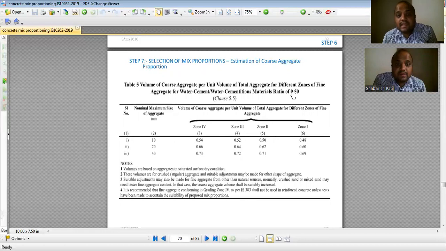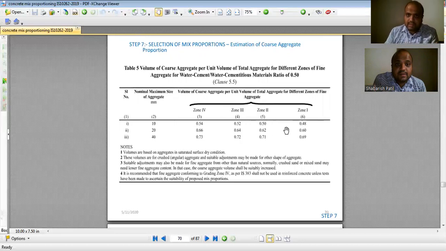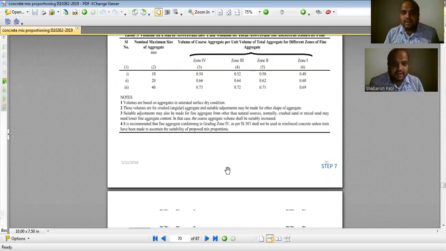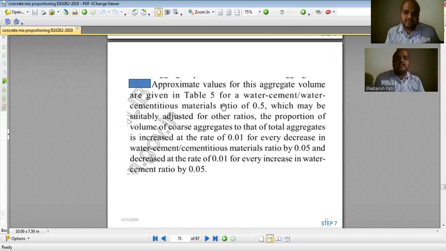If I am adopting any other water cement ratio than 0.5, maybe 0.45, 0.4, or values in between, generally it happens so. I cannot always use 0.5 as my water cement ratio. So if I am using any other water cement ratio than 0.5, I need to make these corrections. This is the statement given in IS 10262.